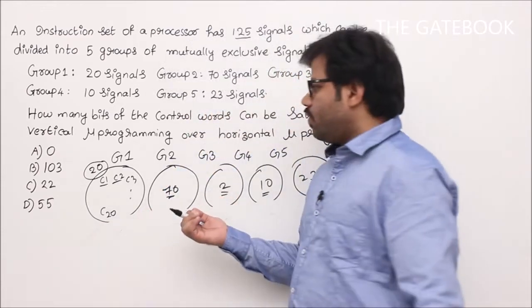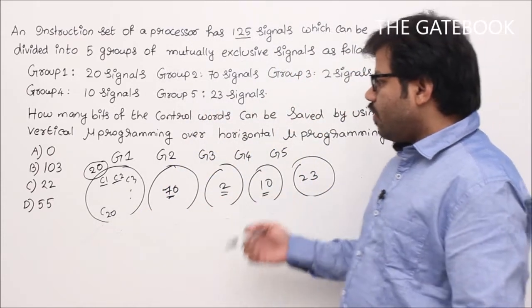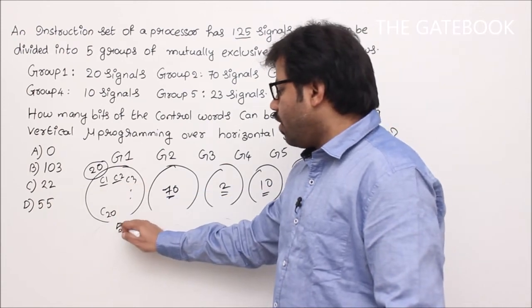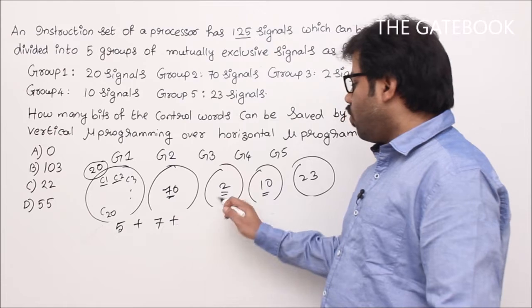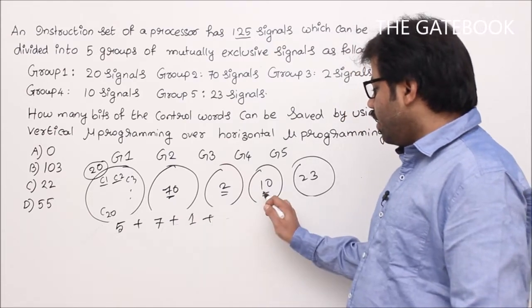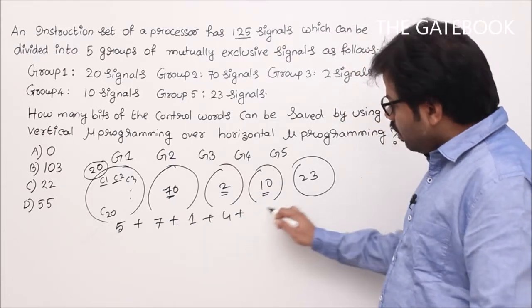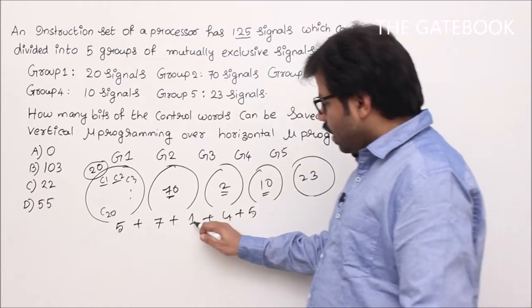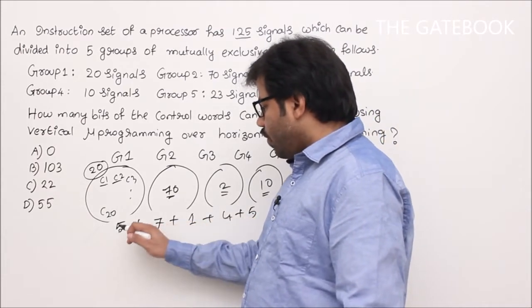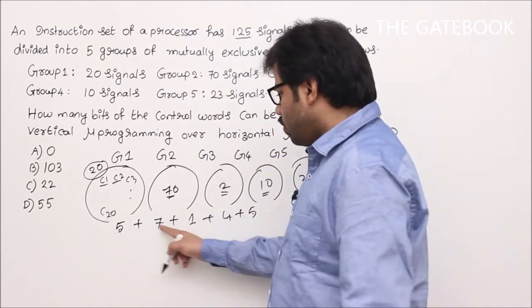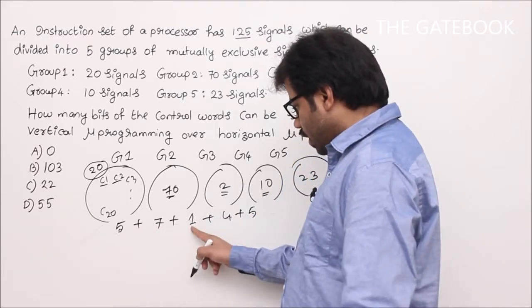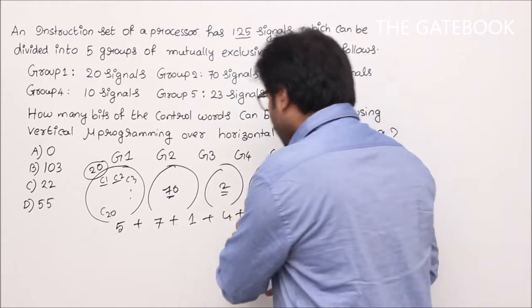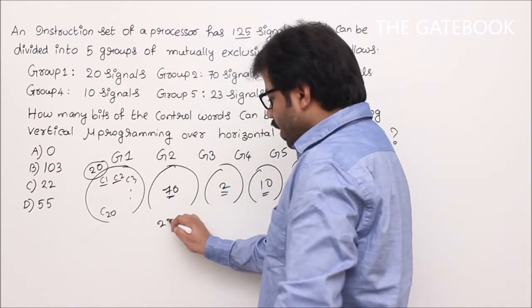So what is the save? The question is about, so let us revise. For 20, how many bits are required? 5. Plus 70, how many bits are required? 7 bits. For 2, 1 bit. For 10, 4 bits. For 23, 5 bits. 5, 7, 12, 13, 17, 22. So finally 22 bits are required.